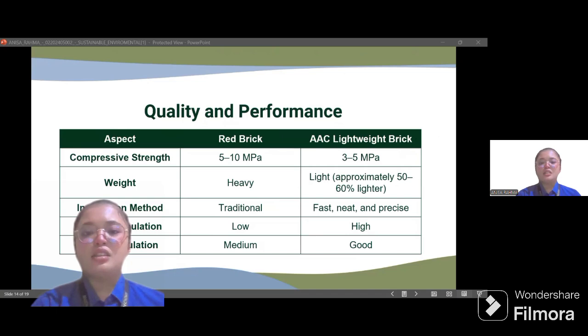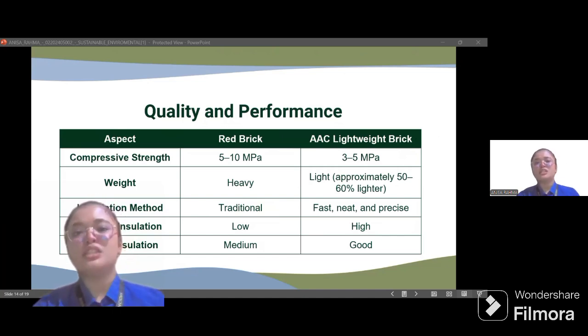For AAC block, a lower compressive strength, around 3 to 5 MPa. This makes AAC block more suitable for use in non-structural walls or parts of the construction that don't bear significant loads. However, this lower compressive strength is still adequate, I mean, for residential buildings like type 36, rumah tipe 36, where the load is not too heavy.